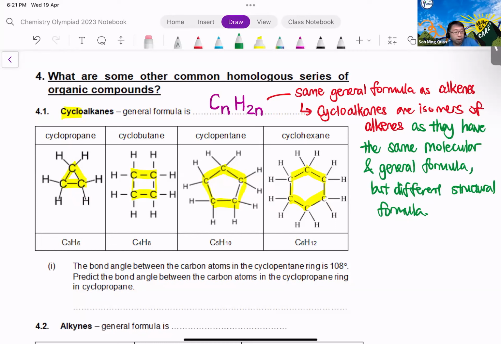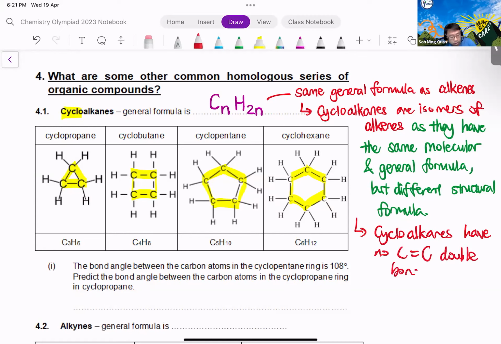Now, another point to note, cycloalkanes have no carbon-carbon double bond. So when you have no double bond, we will call you saturated. So cycloalkanes are still saturated. Whether it's saturated or unsaturated depends on whether it has a carbon-carbon double bond. So cycloalkanes, no carbon-carbon double bond, so they are saturated.